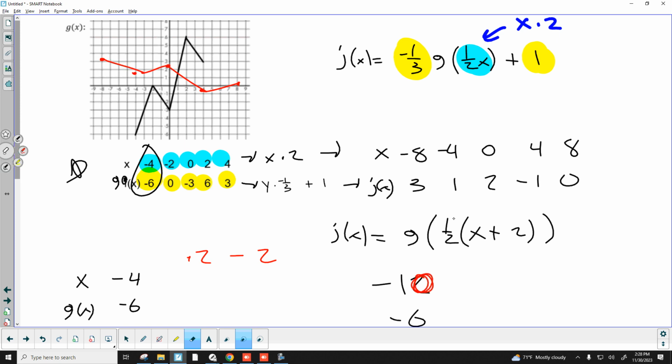Mine doesn't look like that. Because your y's are changing. Why are your y's changing? Your y's shouldn't change at all. There's no change in your y's. It's just your x's. Times 2 minus 2 is -4, -6. -6, 0. Times 2 minus 2. 0 times 2 minus 2 is -2. -2, -3. Times 2 minus 2. 2. 2, 6. Times 2 minus 2.